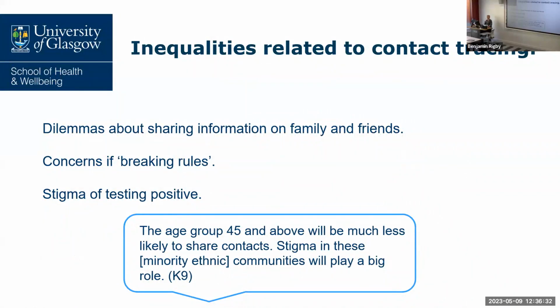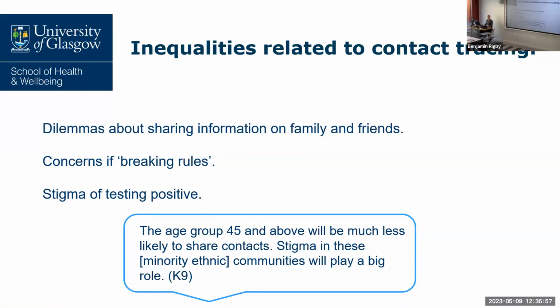We also discussed the wider issues, though, relating to contact tracing. And it was very clear that people felt there were real inequalities in relation to contact tracing. So there were dilemmas about sharing information about family or friends. Some people, for example, were very clear that they would share all information about people they'd been in touch with, but others were less sure about that.